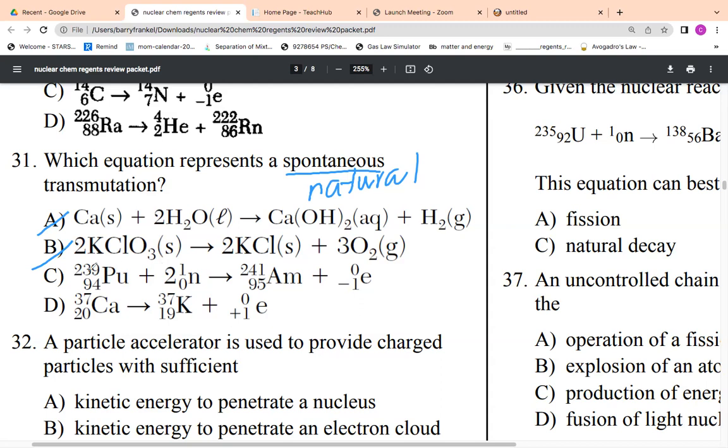Here we see Pu 239 is absorbing two neutrons. So we've got two reactants. So this one is going to be artificial. This one is being forced. Calcium 37 is going through positron emission. So this one is going to be the spontaneous transmutation.